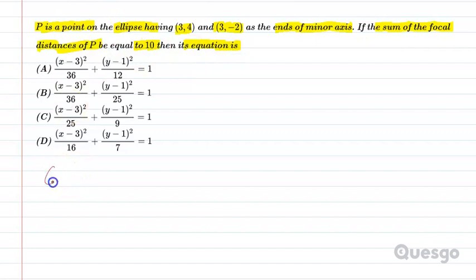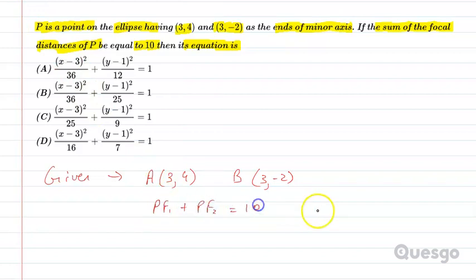So let's start by writing given. So in given we have ends of minor axis, तो हम ends को बोल देते हैं A and B. So A का coordinate (3, 4) given है, let's say, and B is (3, -2). Then we have sum of the focal distances of point P. So what we can say is that PF1 plus PF2 equals 10, where F1, F2 क्या है? F1 and F2 are foci of ellipse.